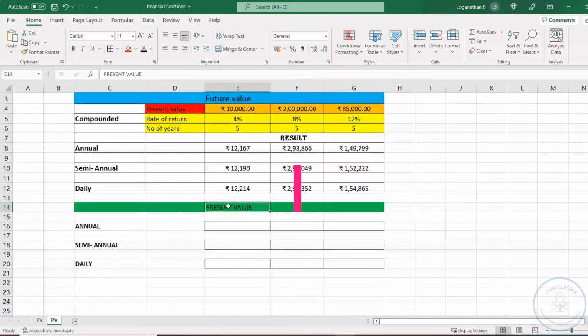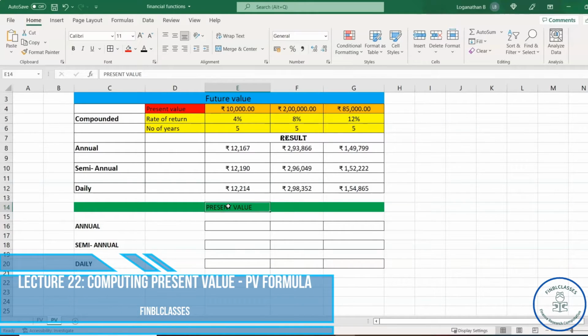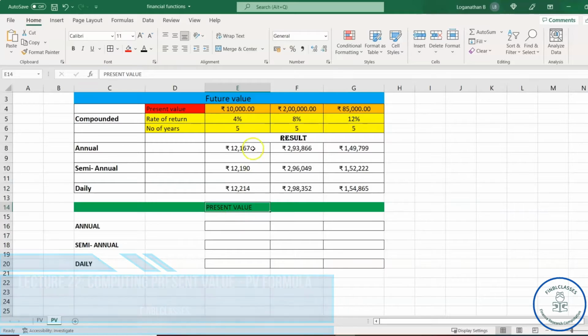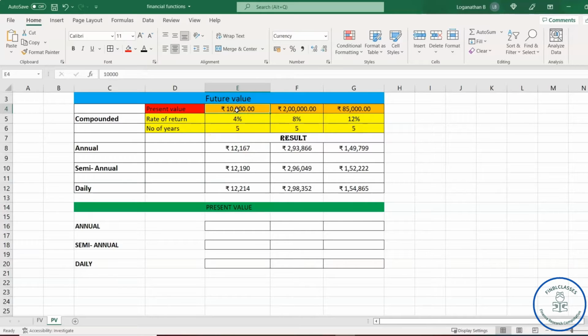In this session, we'll be calculating the present value with the help of the Excel function called PV. In the previous session, we calculated the future value of the given present value. In this case, we entered the input as present value, which is minus 10,000, and we did the compounded annual value of the 10,000, which comes around 12,167. Now we do the cross examination with the help of the present value function.